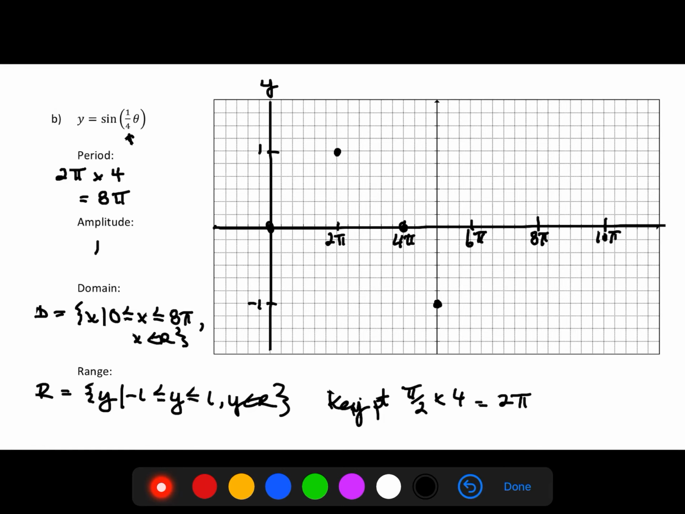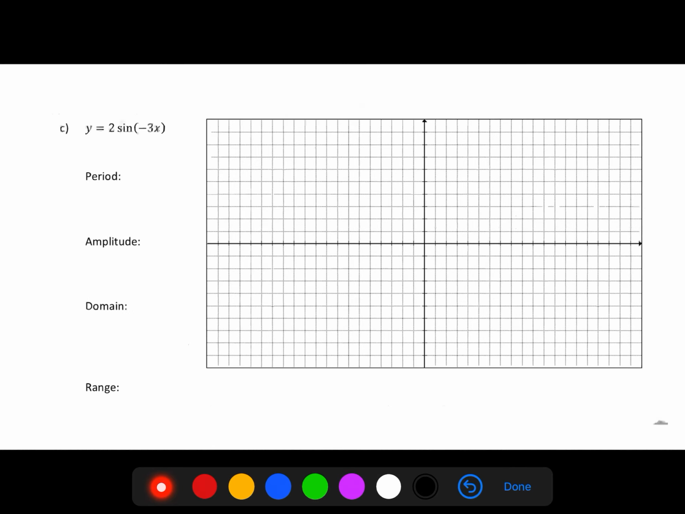Okay, and key points: middle, 2 pi and 1 are our max, middle at 4 pi, minimum at 6 pi, and back to the middle at 8 pi. And there's our graph of y equals sine 1/4 theta.